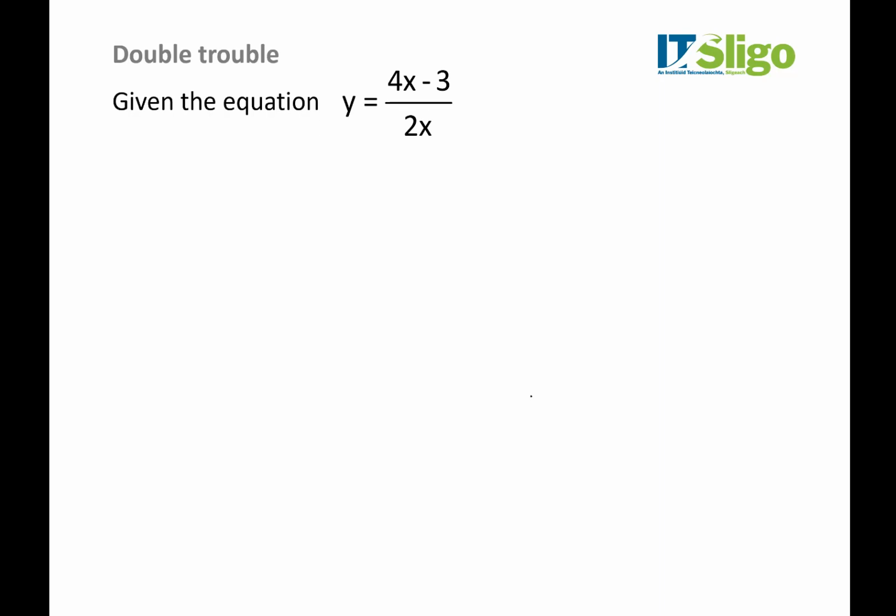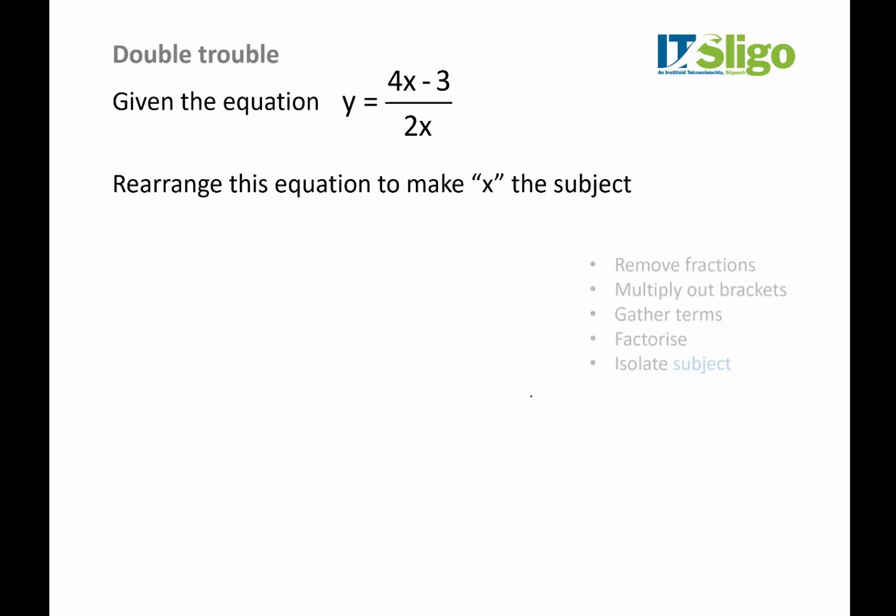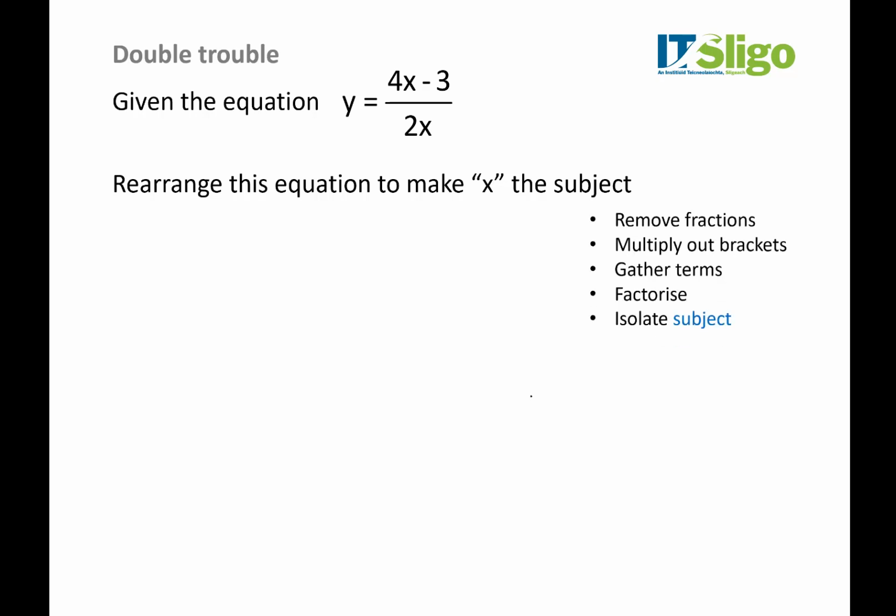So here we have given our equation. Rearrange to make x the subject. So regardless of whatever you think, don't try and cancel the x's, but you know that by now. So here's our steps. Remove any fractions by multiplication. So first step, multiply both sides by 2x. Note 2x by y, I write it as 2xy, everything alphabetical.